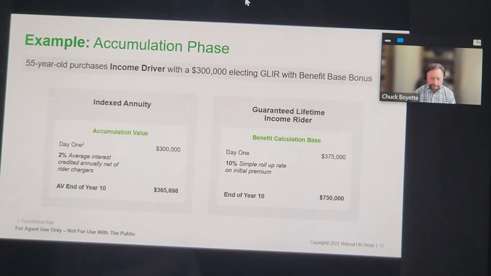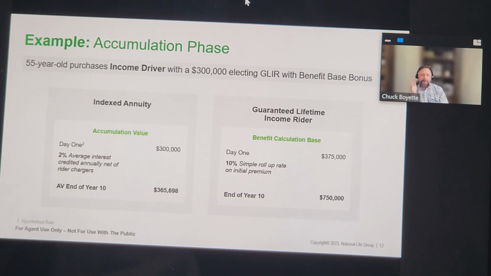So let's go through an example with an accumulation with income driver and the potential income. So we're going to assume a 55-year-old purchased income driver with a $300,000 premium, electing GLAIR with a benefit-based bonus. So that's at 1% fee GLAIR where they get the 25% immediate bonus to the benefit calculation base, and then another 10% is going to roll up every year until they turn on their GLAIR.